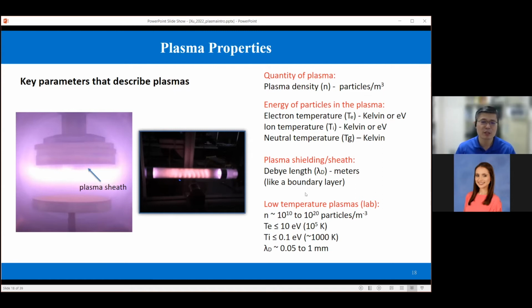Another property that is unique to plasmas is called a Debye length. The Debye length can be thought of as a shielding or boundary layer distance or thickness for a plasma.